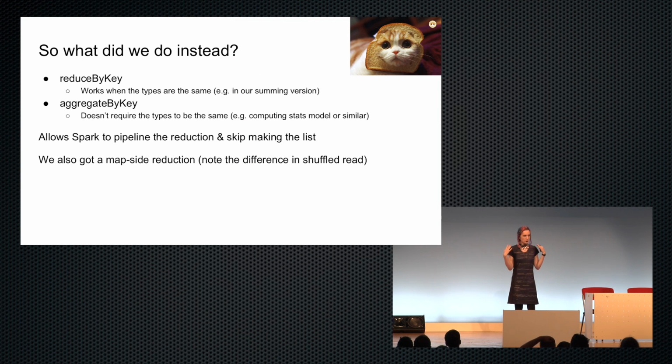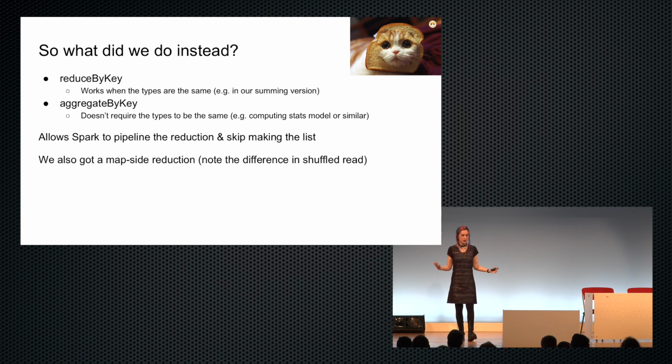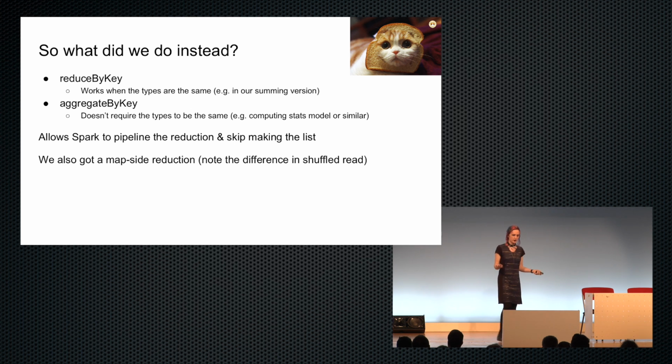As a general rule, if you find yourself working in Spark and writing a groupByKey followed by a mapValues, there's a really good chance that you want to be using reduceByKey or aggregateByKey. You get a free map side reduction, and as a benefit, your job doesn't explode, which is pretty awesome. And you get to be happy like this cat inside of some bread.